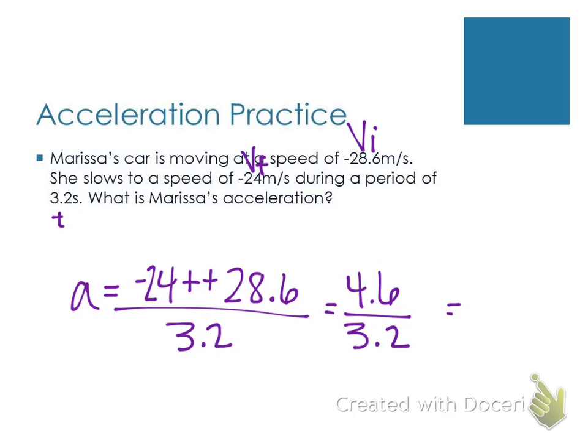Tammy, what do you have? 1.4 what? 1.44 meters per second. Good, do we agree? Good. Okay.